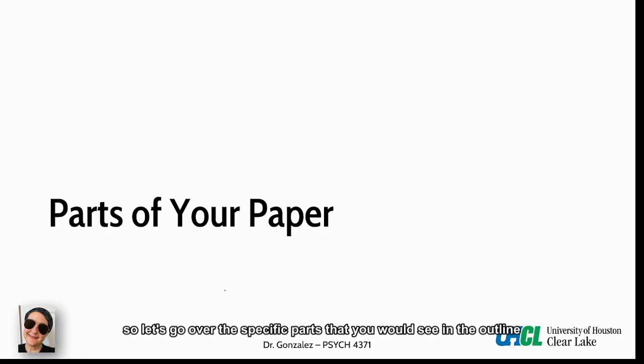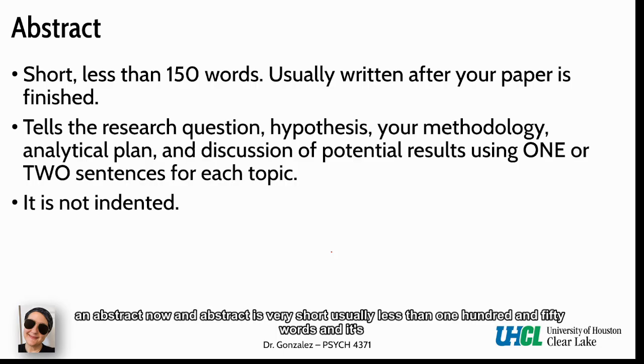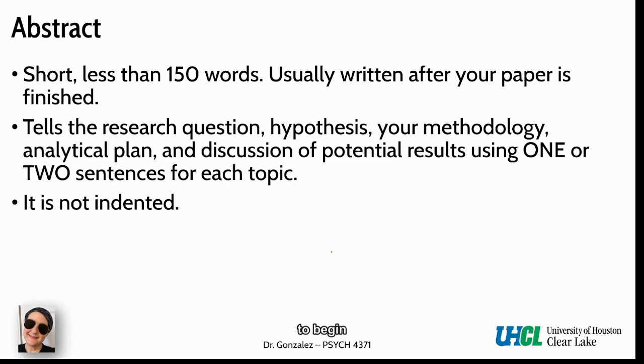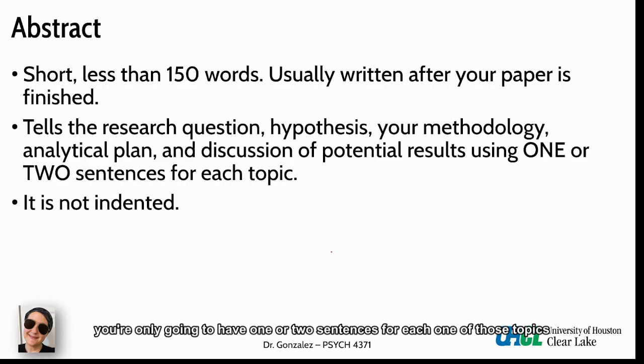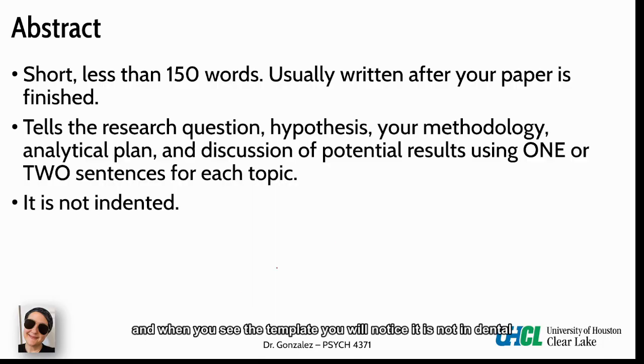So let's go over the specific parts that you would see in that outline and in the template. You're going to start out with an abstract. Now, an abstract is very short. It's usually less than 150 words, and it's better to write it after you're finished with your paper than it is to write it at the beginning. Because it's so short, it's really only going to mention your research question, tell me about your hypothesis, briefly introduce your methodology, analytical plan, and your discussion of your potential results. You're only going to have 1 or 2 sentences for each one of those topics. And when you see the template, you will notice it is not indented. And by the way, the entire paper is double-spaced.